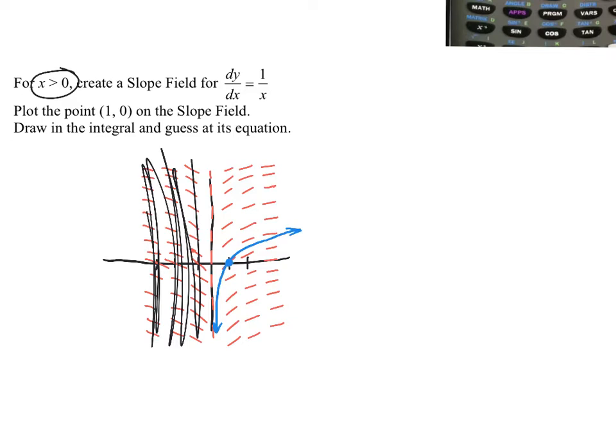I'm going to guess that that looks about like our natural log function, ln of x. It looks kind of like the parent function we learned last year. And as we'll see later on in the lesson, that actually is what it is.